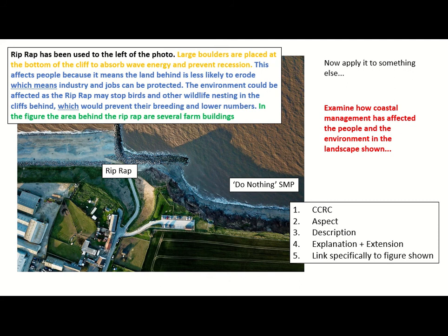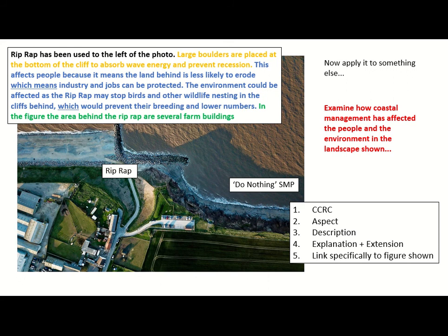Why? Because the land won't erode so much, which means, extension, industry and jobs can be protected. The environment could be affected as the riprap may stop birds and other wildlife nesting in the cliffs behind, which would prevent their breeding and lower numbers. So what I've now done is linked it to both people and the environment for this one management strategy, but I haven't yet linked it to the photo very well. So in the figure, the area behind the riprap are several farm buildings, and that links it to the industry that's there.